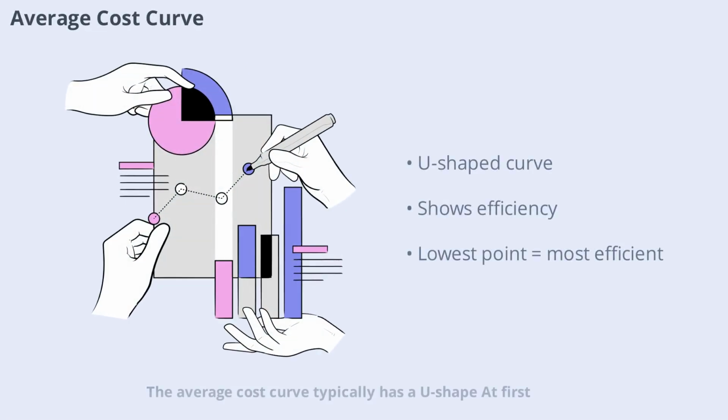The average cost curve typically has a U-shape. At first, average costs fall as fixed costs are spread over more units. Eventually, they rise again if variable costs increase sharply. This curve helps businesses find the most efficient level of production where average cost is lowest. It's a vital tool for maximizing profit.